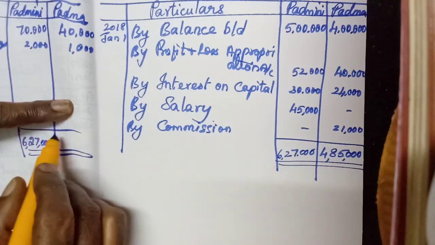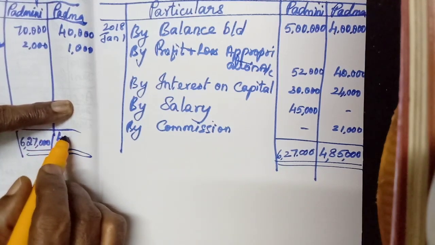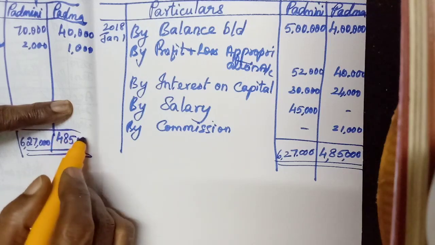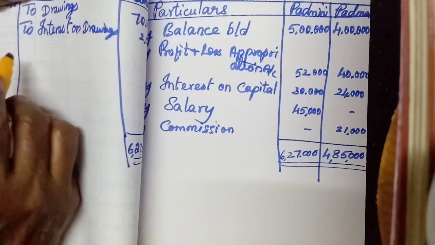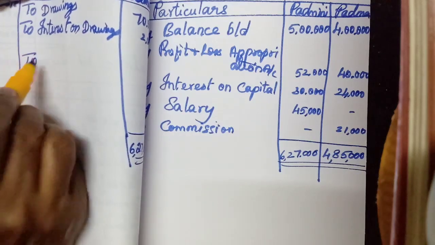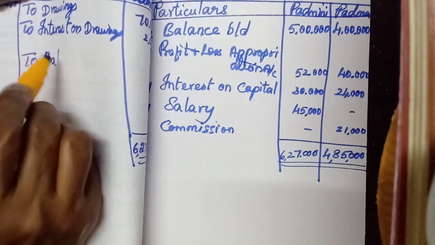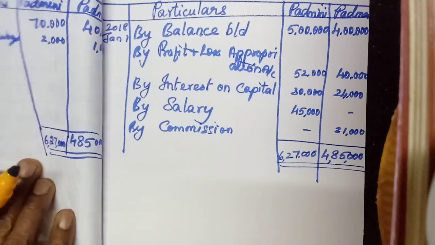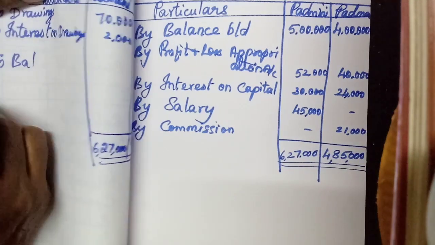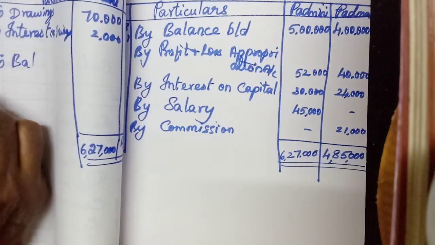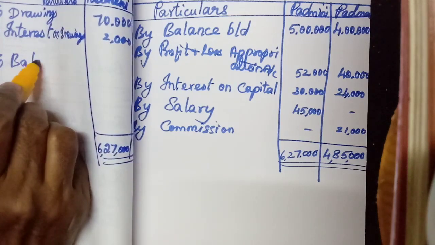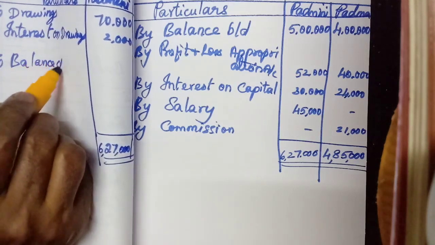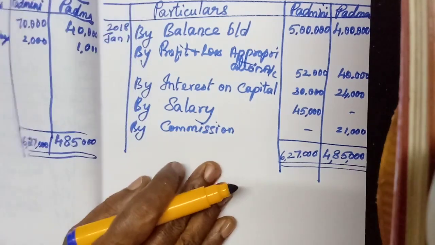Here 4,85,000. Now we should write the balance. Okay, to balance carried down. The last date we should write: December, the same year only, 31. Okay, to balance carried down, we will balance and find out.